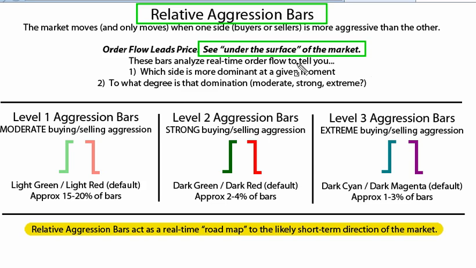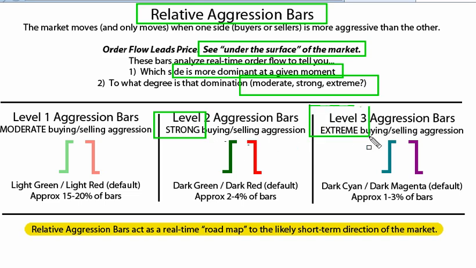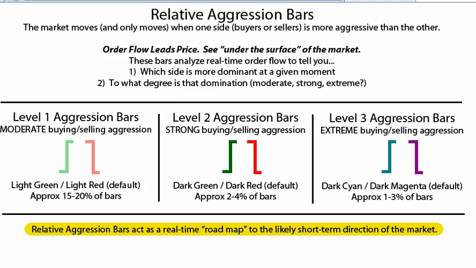We're trying to see under the surface of the market to see which side at any given time is more aggressive, buyers or sellers, and then to what degree that aggression is happening. So we really focus on these level 2 or strong buying and selling aggression bars, and especially these level 3 or extreme buying and selling aggression bars. By looking at those, we get a very good handle on what's truly going on in the real-time auction at any given moment in time on whatever time frame you might be looking at. So hopefully that makes sense.